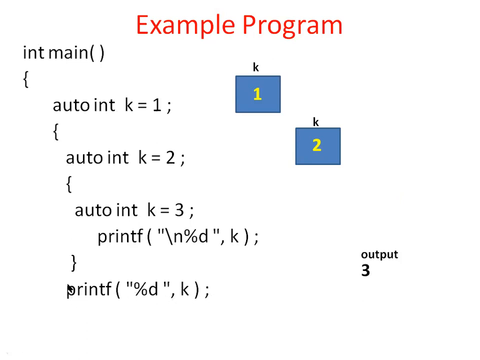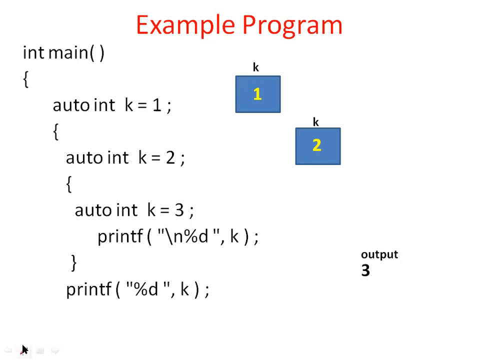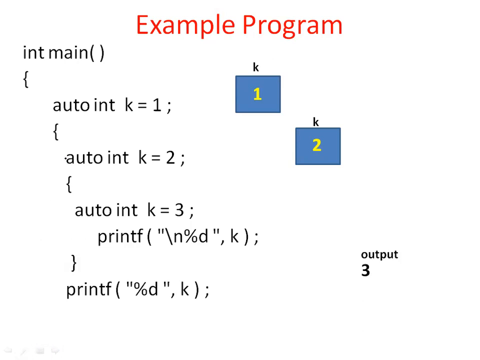Now this printf is within this block. See here. Okay, so this is the block in which the printf is written. This printf belongs to this block. So that means this printf accesses this k value.